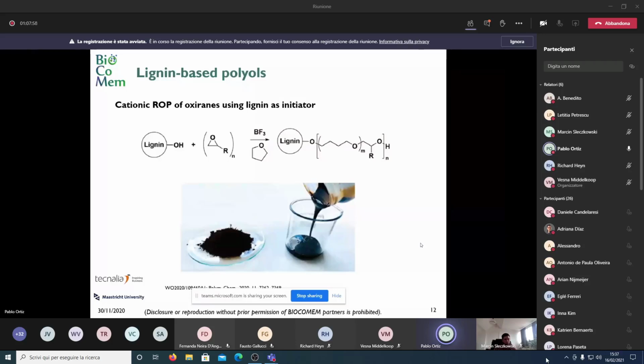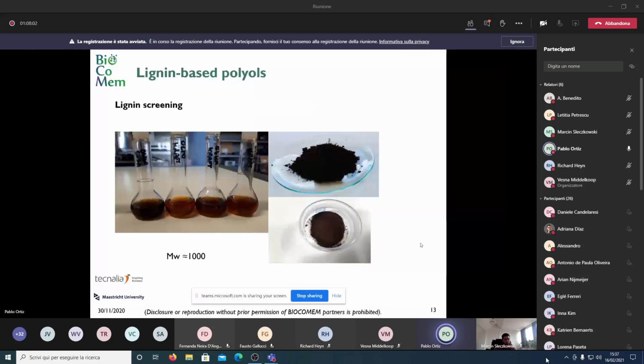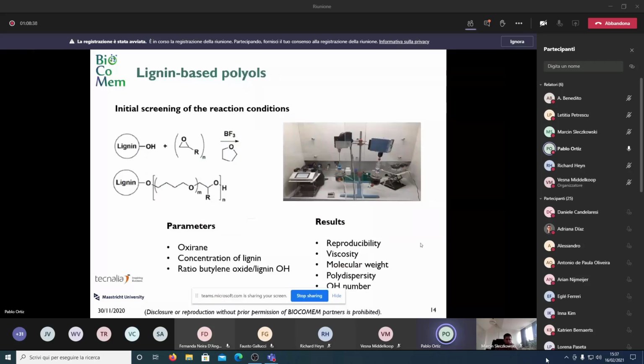Now, for this project, we needed low molecular weight lignins, because typically the polyol, the polyethylene glycol chains that are used in the polymerization, are low molecular weight. Therefore we turned to depolymerized or organosolv type lignins that have a low molecular weight. These are also the most soluble in organic solvents, and we selected two of these lignins after doing a screening of the different lignins. Then we studied the parameters of the reaction: how the oxide, the concentration, and the ratio of the reagents affected the resulting polyols, what molecular weight we got, polydispersity, and OH number, as well as other parameters.